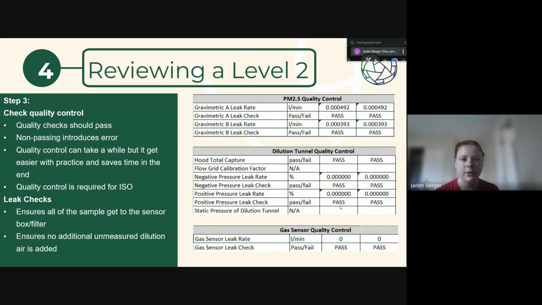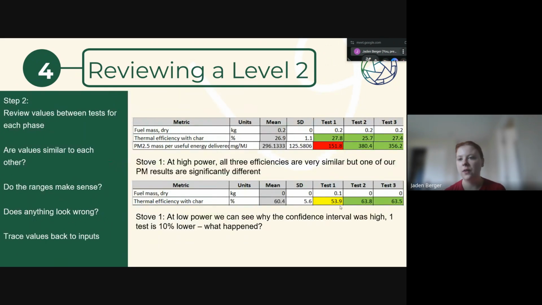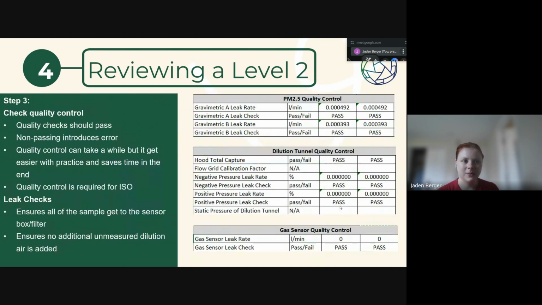Okay, so now we've gone through all of our tests. We see all our values are really similar to each other. That's great. We're almost done. We're almost ready to report this. Our last thing is checking our quality control. So there's one more tab in our ISO report. That's going to be reporting all of our quality control metrics.